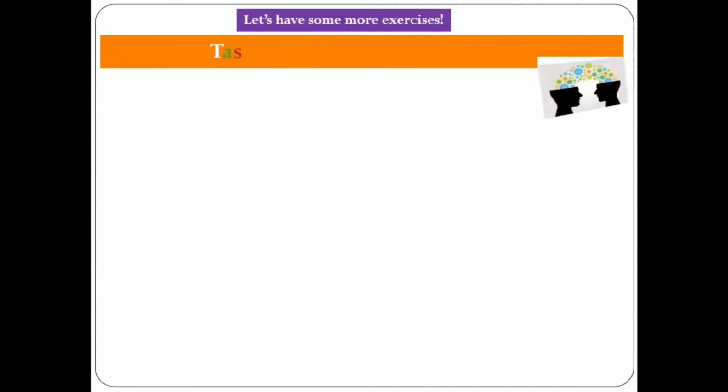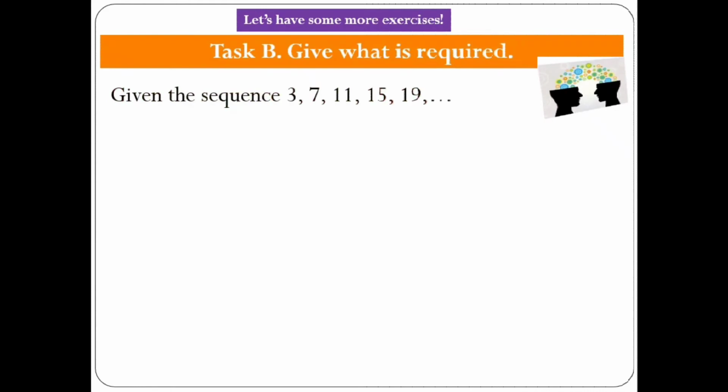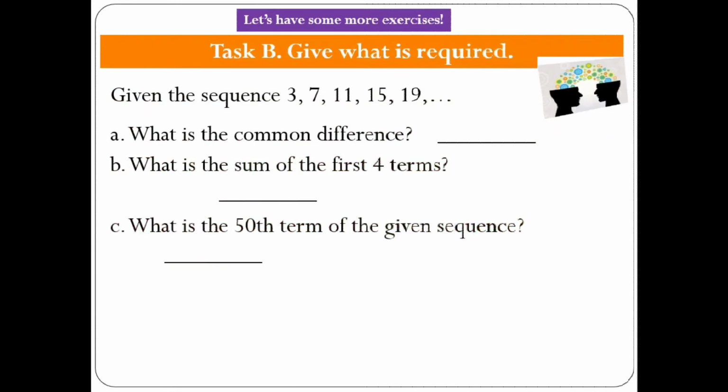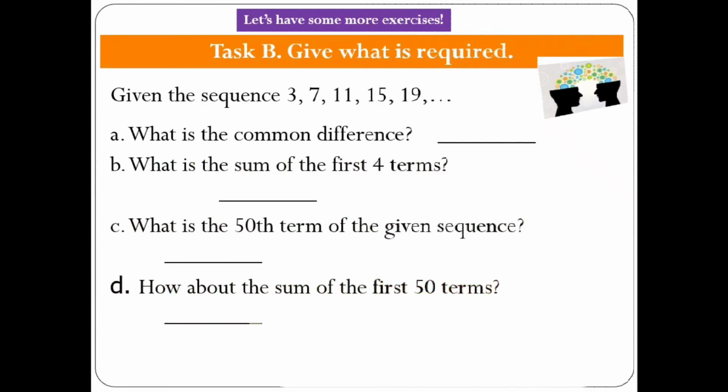Now, let's have another task. Give what is required. Given the sequence 3, 7, 11, 15, 19, and so on, what is the common difference? What is the sum of the first 4 terms? What is the 50th term of the given sequence? How about the sum of the first 50 terms?